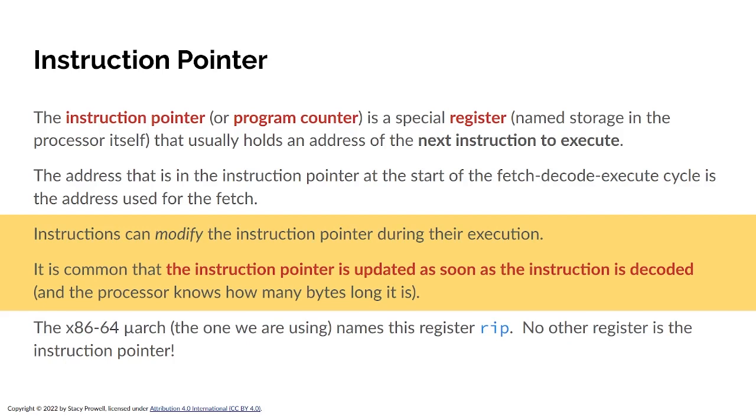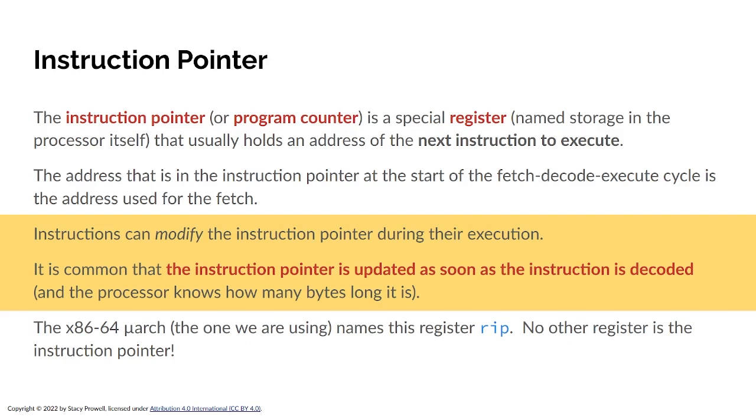Okay? The address that is in the instruction pointer at the start of the fetch, decode, execute cycle is the address used for the fetch. That makes sense. Instructions can modify the instruction pointer during their execution. And I think that makes sense too. An instruction might say, I want to jump to a different address in memory and continue executing at that address. That jump instruction basically loads a new value into the instruction pointer, so the next fetch occurs at that address.